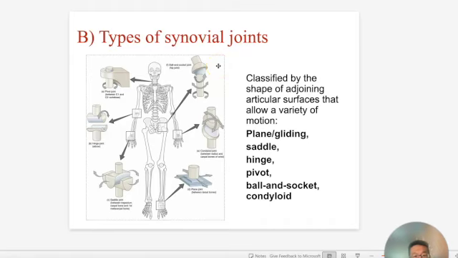Types of synovial joints, classified by the shape of the adjoining articular surface. These are the different types of synovial joints, and we need to know all of them. They are all in the lab and in the test as well. The easiest one is the ball and socket. There are 6 of them: plane and glide, saddle, hinge, pivot, ball and socket, condylar. Let's look at all of them.